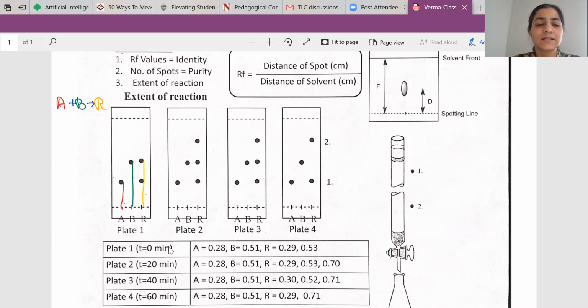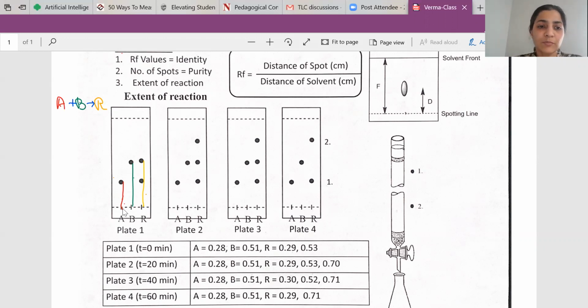Let's say at time 0, when the student has put A and B in the reaction pot, she immediately dips her TLC capillary in the reaction pot and takes out a little bit of sample R and spots it on the TLC plate.